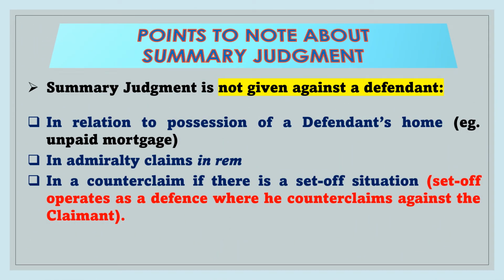Now, in relation to a defendant, a summary judgment is not given in these circumstances. In relation to possession of a defendant's home, for example, if mortgage has not been paid, in relation to admiralty claims in rem, and in relation to a counterclaim if there is a set-off situation. In those instances, a summary judgment is not given against a defendant.